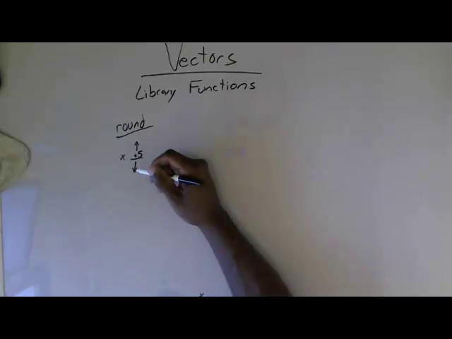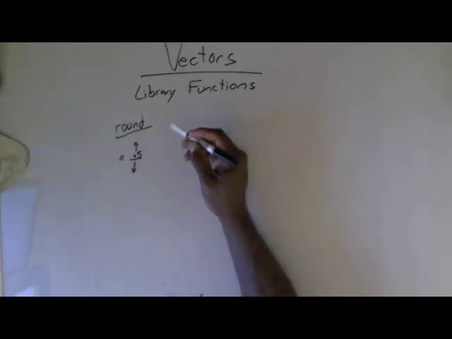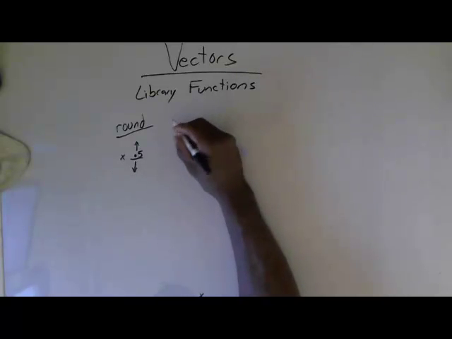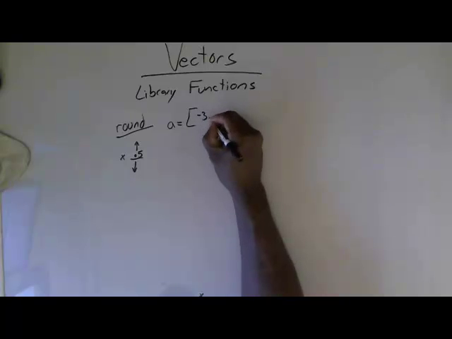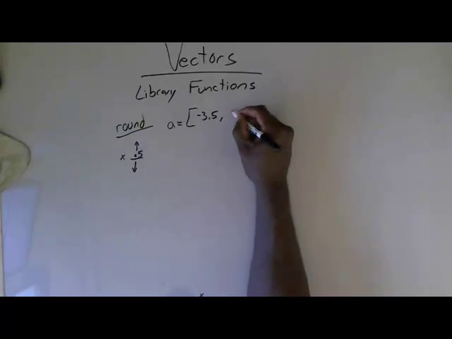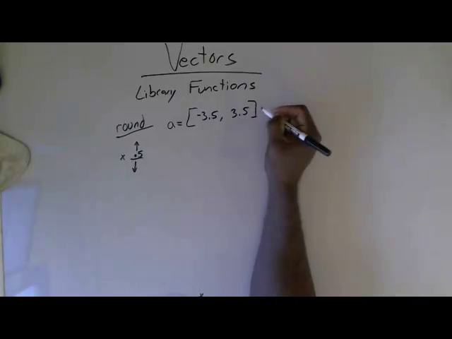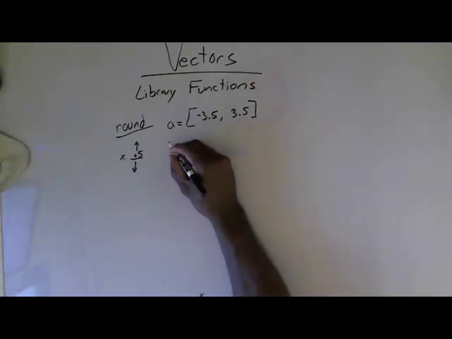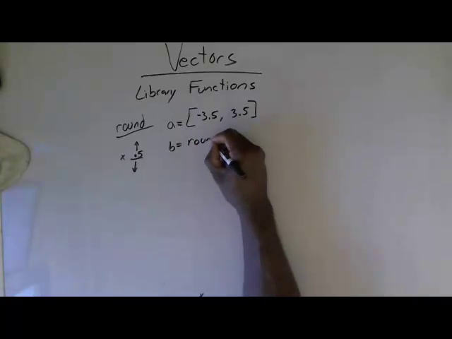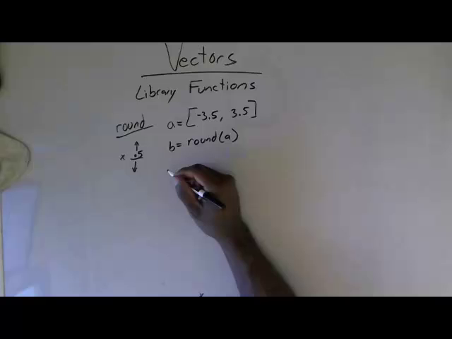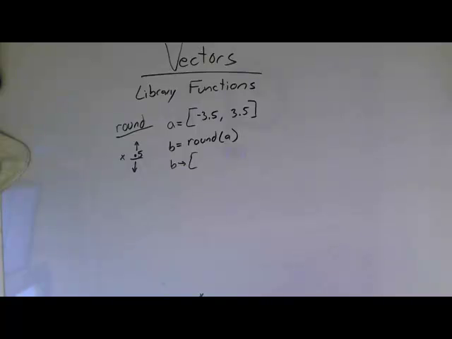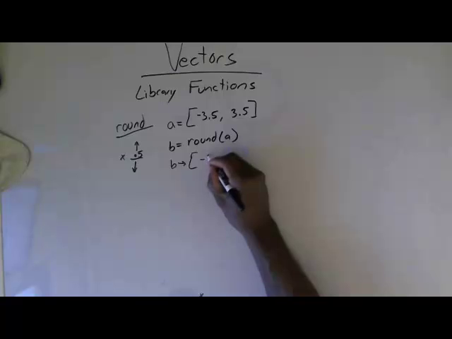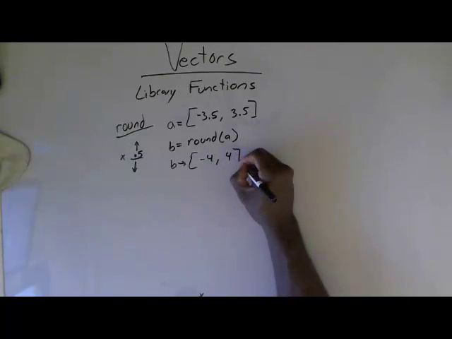If you're on the negative side of the house, then that holds as well. So let's look at this. If we had, let's say, A, once again, equals the vector negative 3.5, I don't know, and 3.5. And we do B equals round A. What's going to happen is B is going to become the vector. If I round negative 3.5, what I wind up getting is it actually rounds to negative 4, and then 3.5 rounds to 4. Okay, so that's rounding.